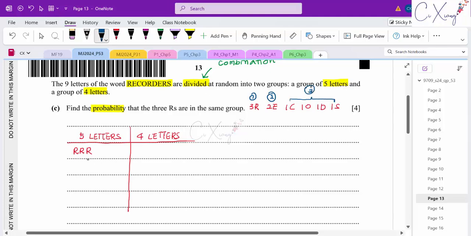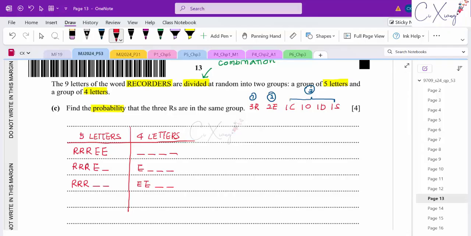So after I put the 3 R in the same group, right? Okay, so now for this 5 letters group, there are a few possible cases for the group of E. The first one is, you can have 2 E in the group of 5 letters. Then all the other 4 letters are in the 4 letters group. Second case is, all the R in the 5 letters group, but you have 1 E in 5 letters, 1 E in 4 letters. Then another possible case is all the 3 R in the 5 letters group and both E in the 4 letters group. So these are the possible cases for us to have.